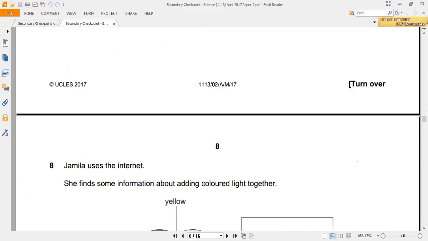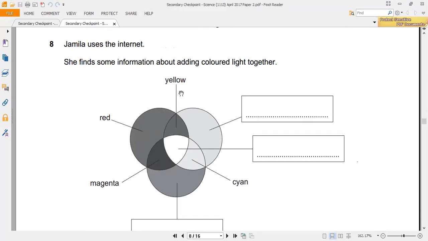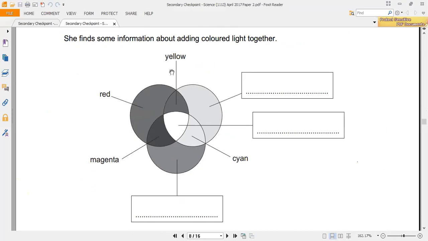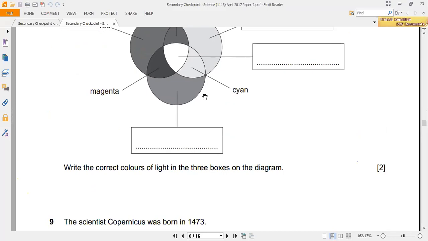If we go to question number 8, Jamila uses the internet. She finds some information about adding colored light together. We have here the main colors. We have yellow, so red. Oh, there's another main color actually. This is the red, and this is magenta, cyan, and yellow. The question is, write the correct colors of light in the 3 boxes of the diagram.